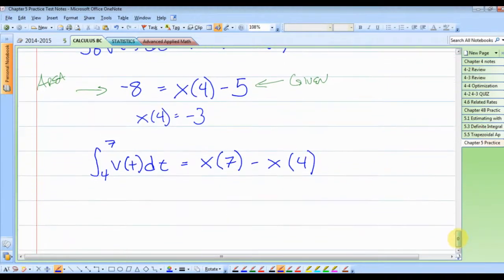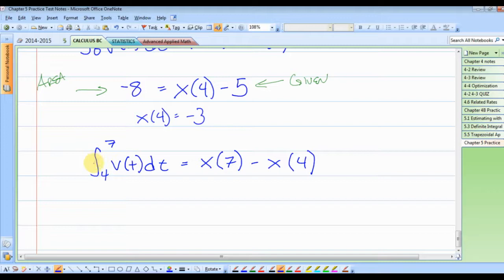How do you know to do it from 4 to 7? You have to use something. You know you want one of them to be 7, and you have to start with something that you know. We know 4, we don't know 7.